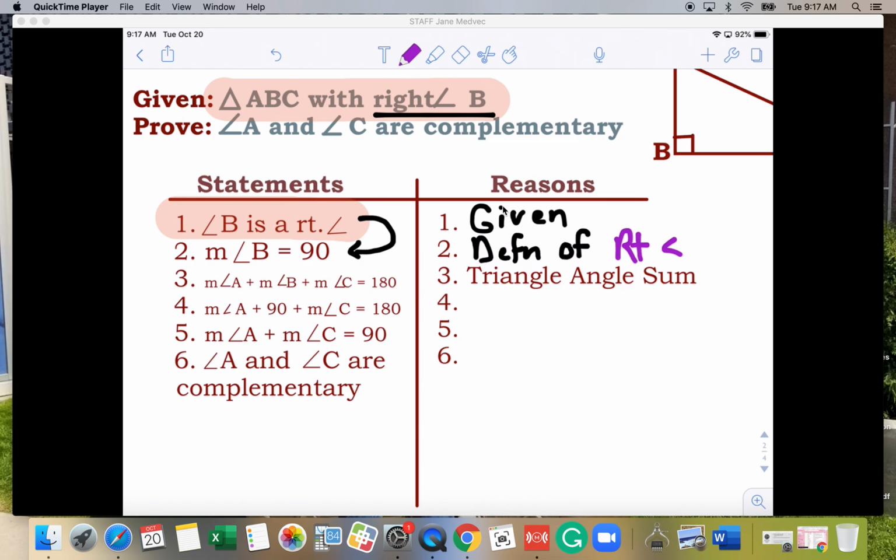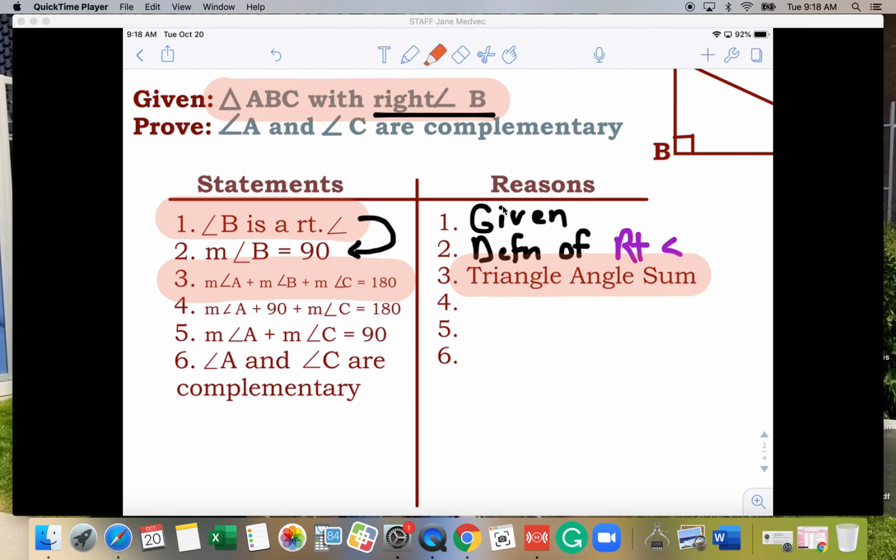Now we're going to take a look at number 3. You're going to notice that number 3 says the measure of angle A plus the measure of angle B plus the measure of angle C is 180 degrees. This is called the triangle sum postulate. We're going to be writing that down as a reason for a proof, so just hang on, that'll be coming up. All that says is that if I take the angles of a triangle, they're going to equal 180 degrees. All right, now we're going to go on to number 4.